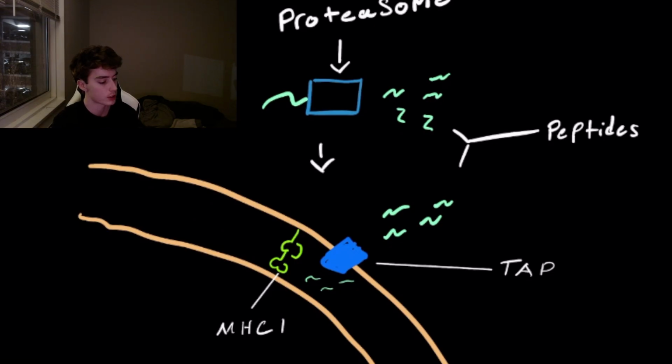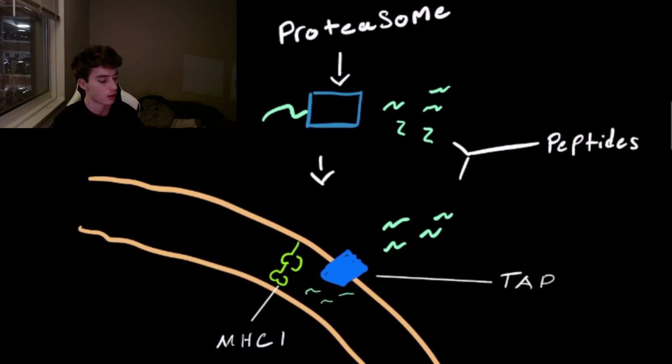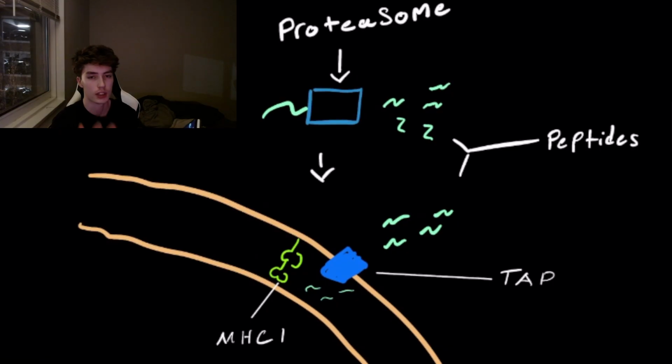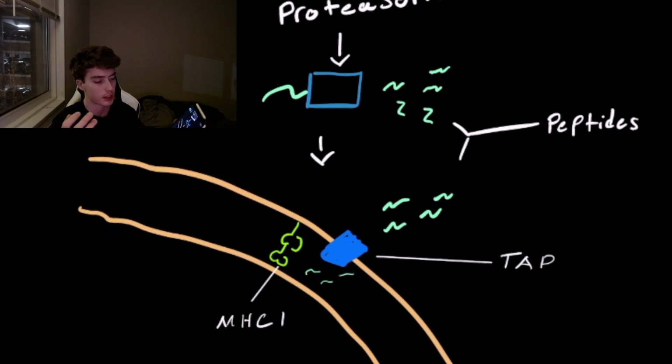For MHC1 specifically, these are displaying antigens to your CD8 cells, so your cytotoxic, your killer T cells within your body. And these are specific for antigens that are being made within a cell. If your body is picking up any sort of activity within a cell, your MHC1 is responsible for presenting those antigens to your CD8 cells.